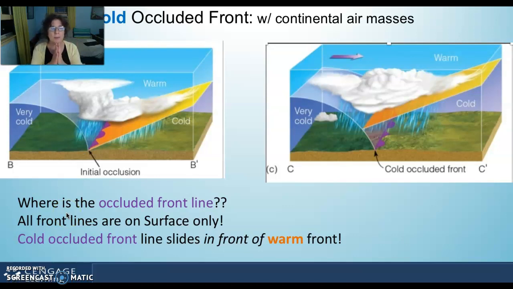Now, very important. Where is the occluded front line? The occluded front line is actually in front of the warm front that has lifted. So one of the things you're going to think about is where on the surface this occluded front line is. It is in front of your now elevated warm front, and there is precipitation continuously from the warm front back through the cold front. So an occluded front lasts a long time. It leads to flooding often.